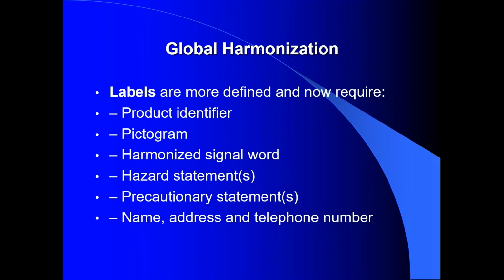Global harmonization. Labels are more defined and now require a product identifier, a pictogram, harmonized signal word, hazard statement or statements, precautionary statement or statements, and the name, address, and telephone number.